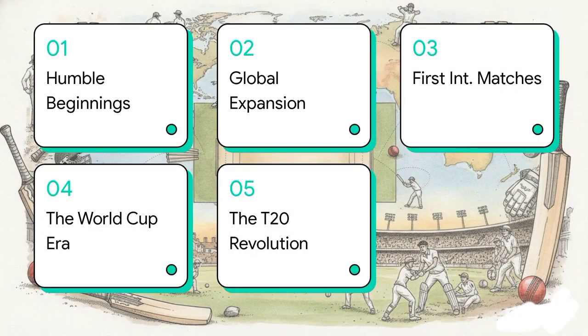Our chronological framework is as follows. 1. Humble beginnings in England. 2. Global expansion via empire. 3. The first official international matches. 4. The World Cup era. And 5. The T20 cricket revolution. Let's begin right at the source.